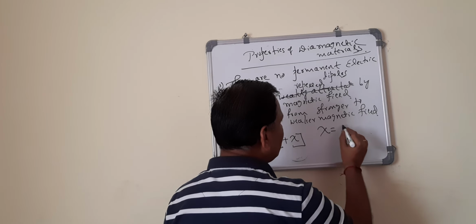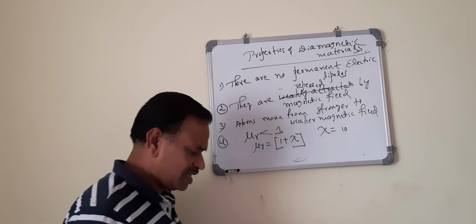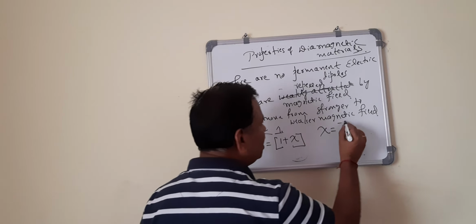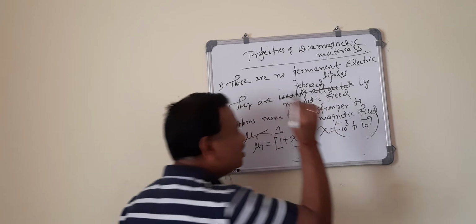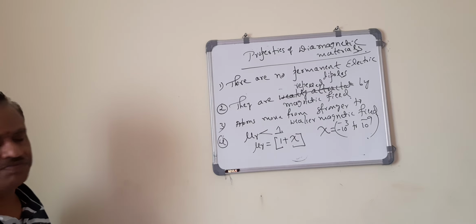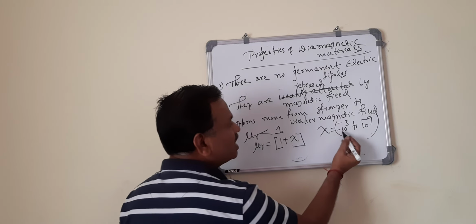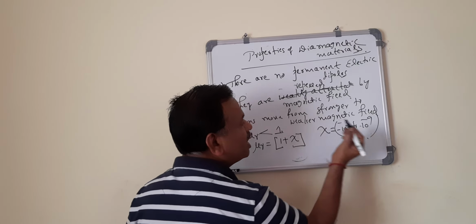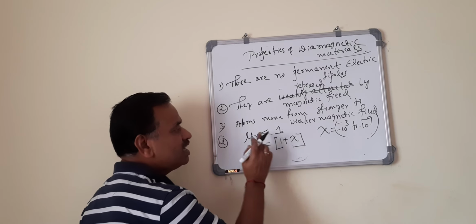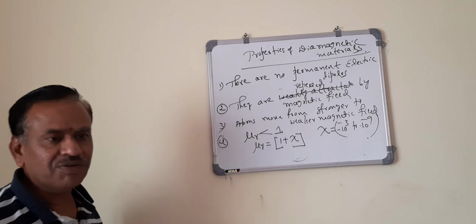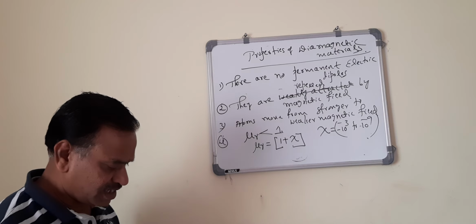This value is negative and it is equal to 10 to the power of what? A very low quantity here. 10 to the power of minus 3 to 10 to the power of minus 9 with negative sign. The value of susceptibility is 10 to the power of minus 3 to 10 to the power of minus 9, negative. So the negative term comes here. That's why the magnetic permeability μr is always less than 1 here.